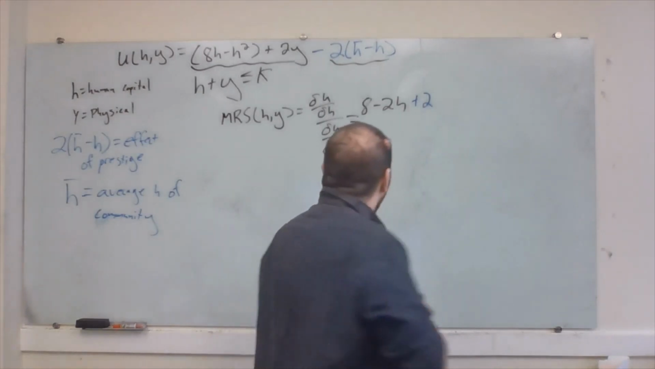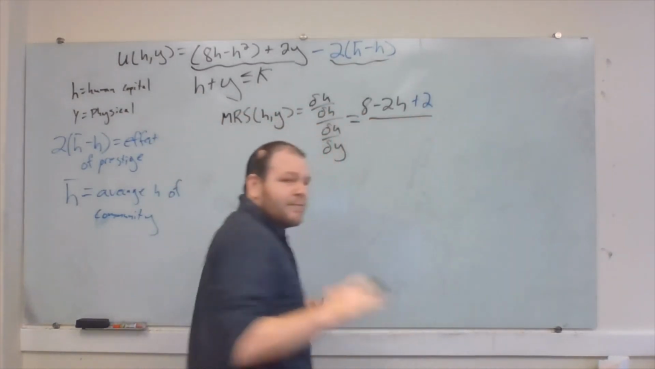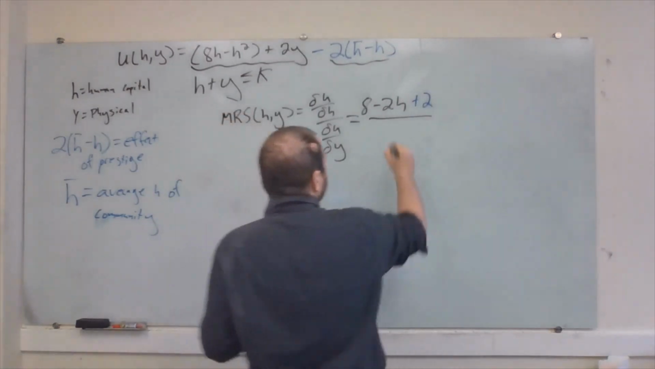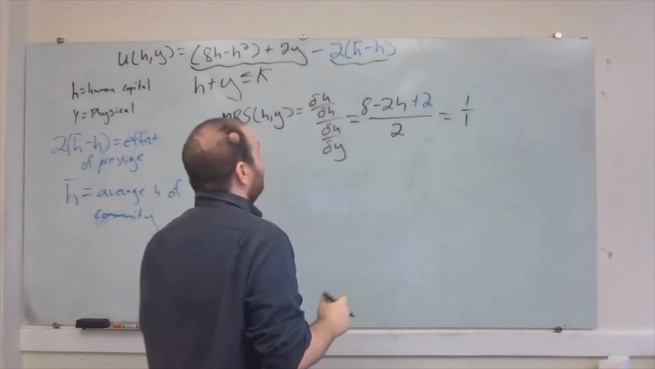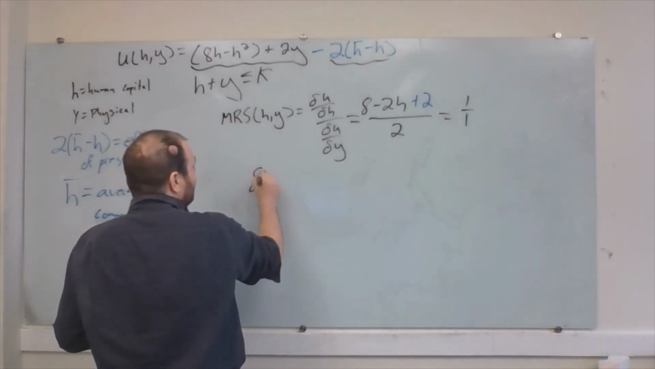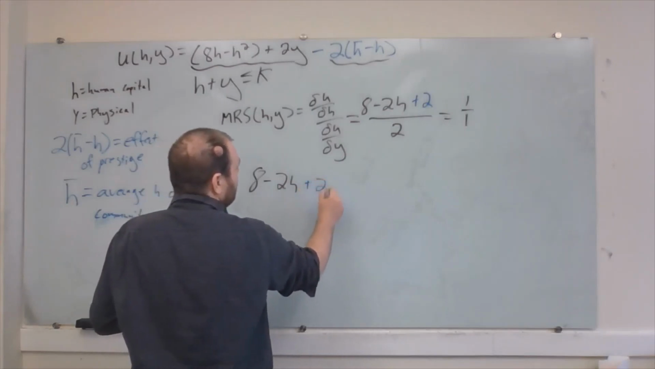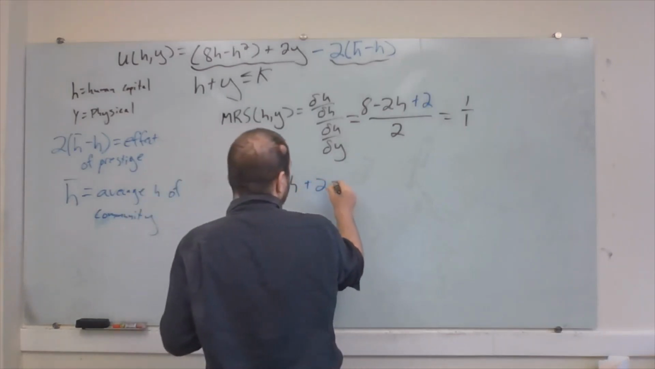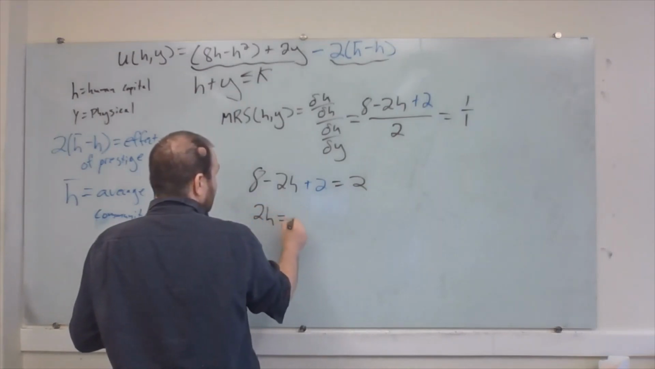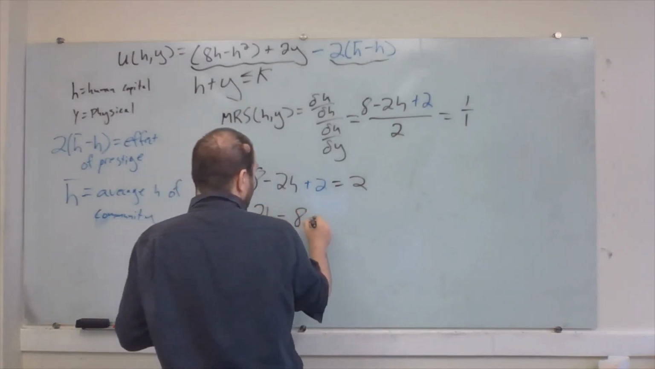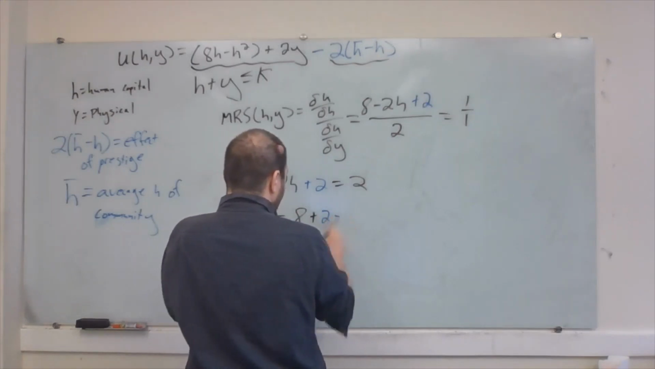Great. How about the return to physical capital? Totally unaffected by all of this stuff, right? So it's still equal to 2. This whole thing is still equal to the price ratio, which is 1/1. So now we'll say 8 minus 2h plus 2 is going to equal 2, right? 2h is going to equal 8 plus 2 minus 2.